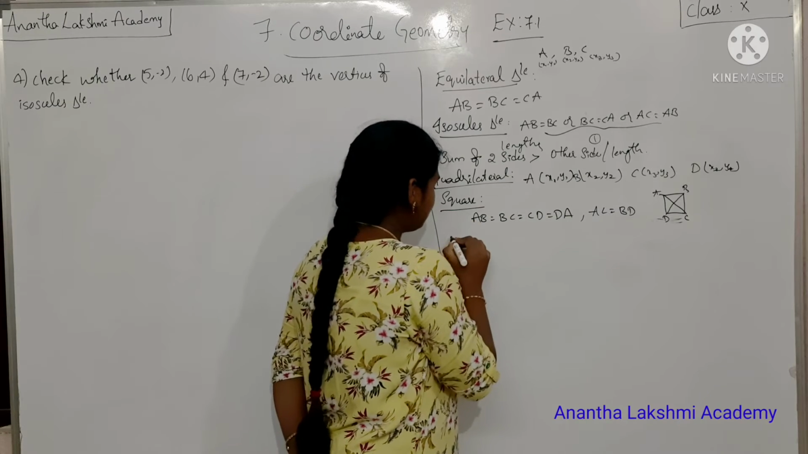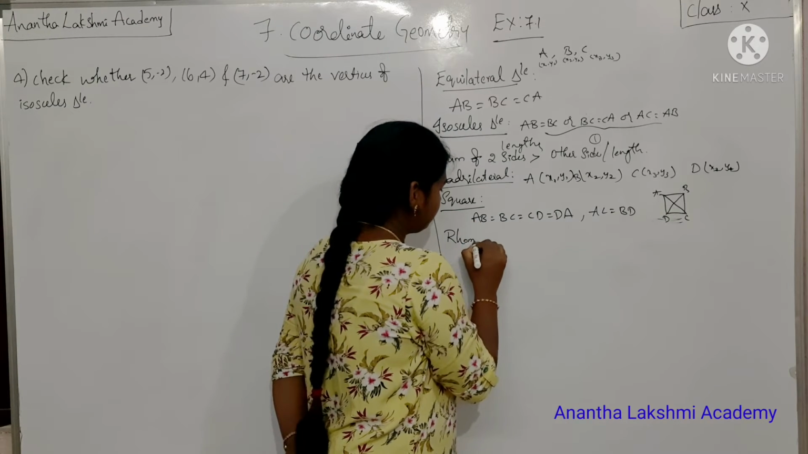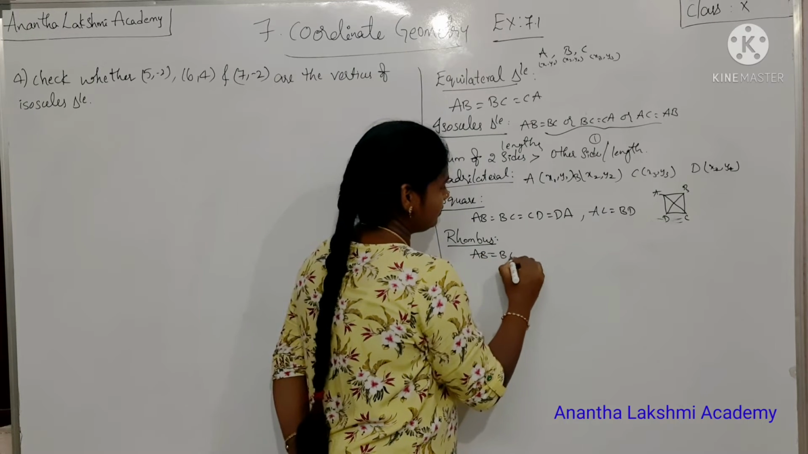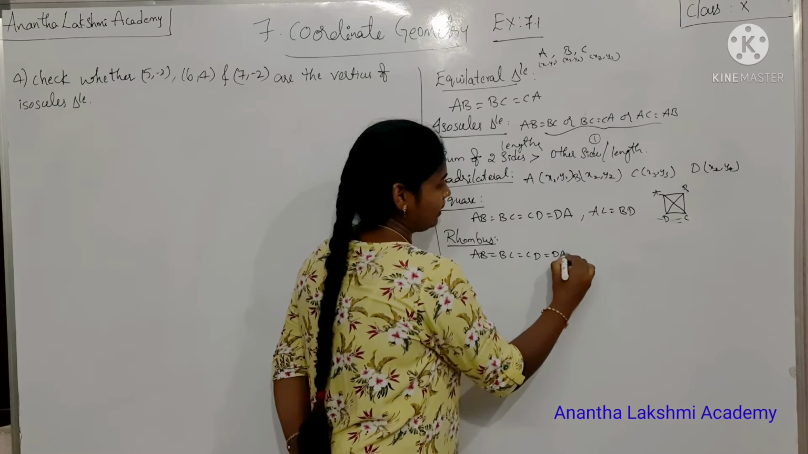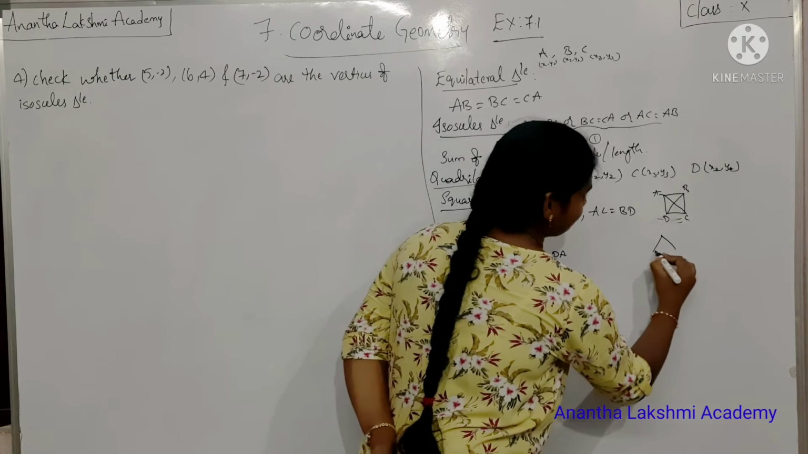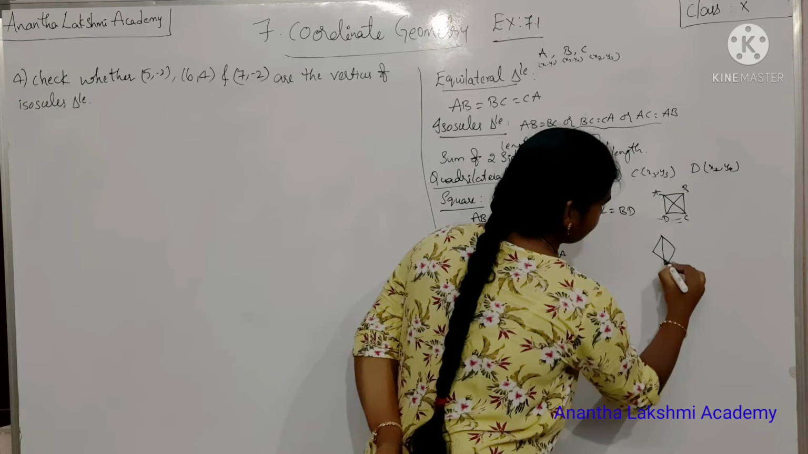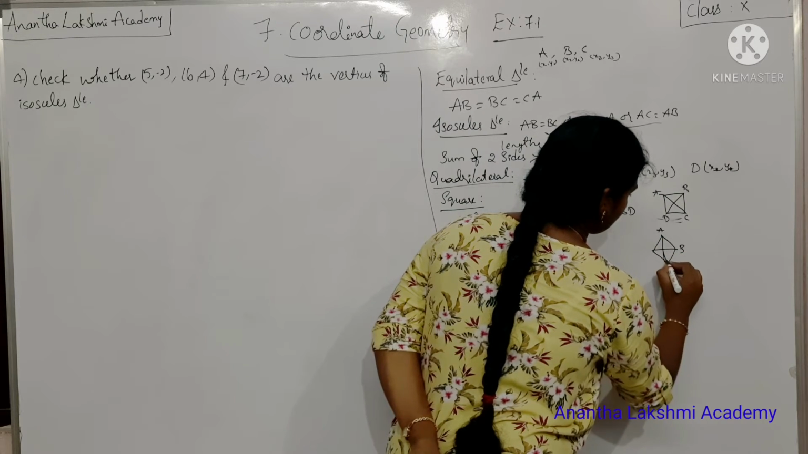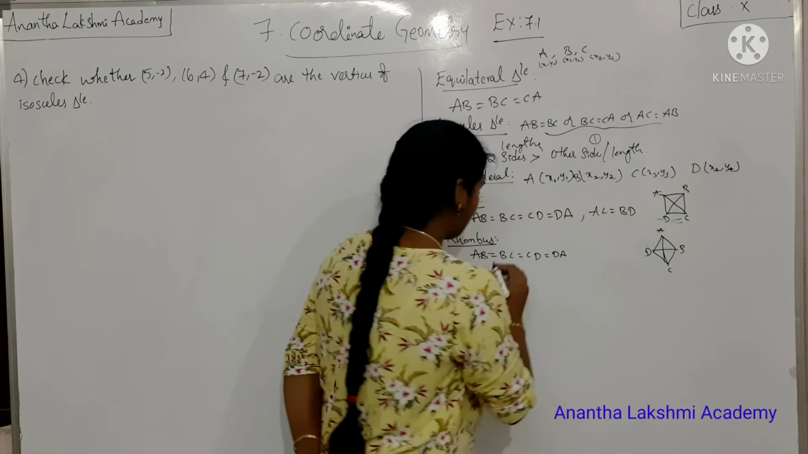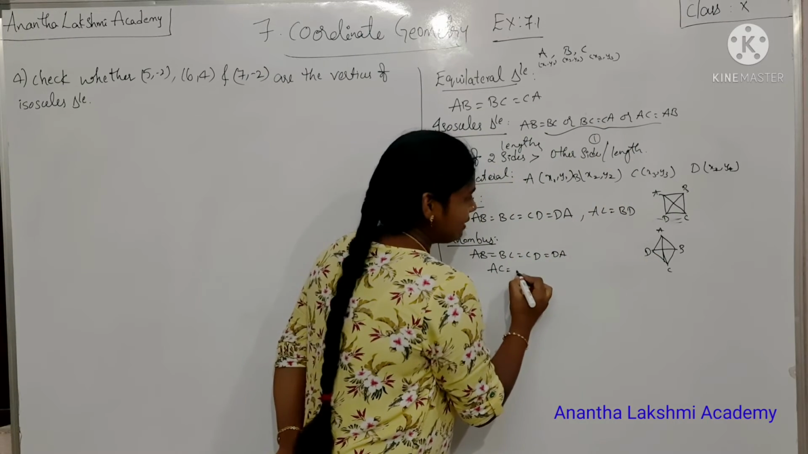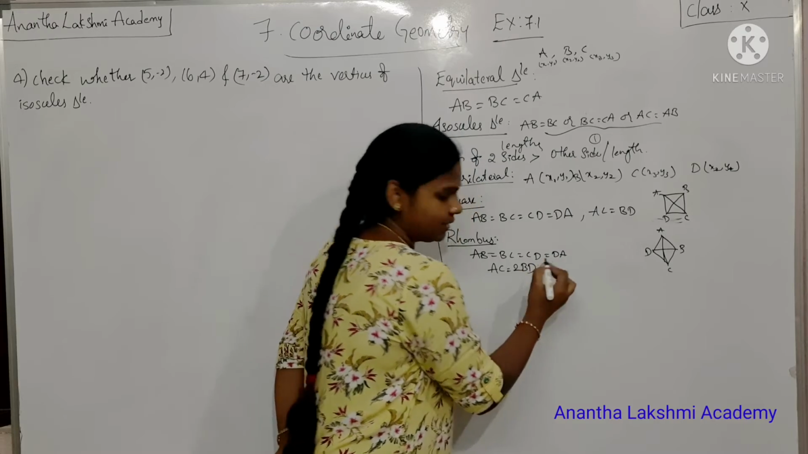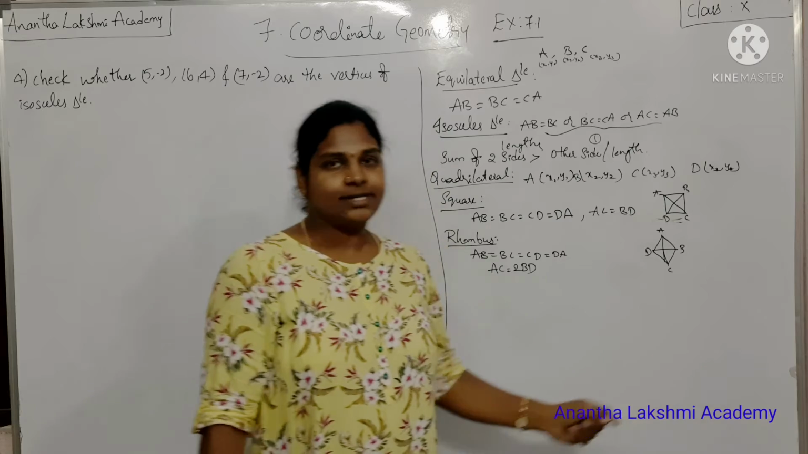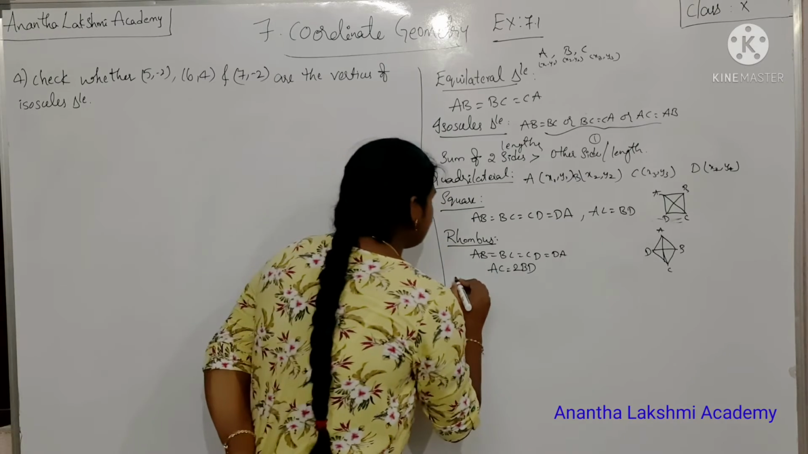And next comes the rhombus. In a rhombus also, all the sides are equal, but one of the diagonals is equal to 2 times the other diagonal. AC is equal to 2BD. The longer one is 2 times the shorter one. And then comes the parallelogram.